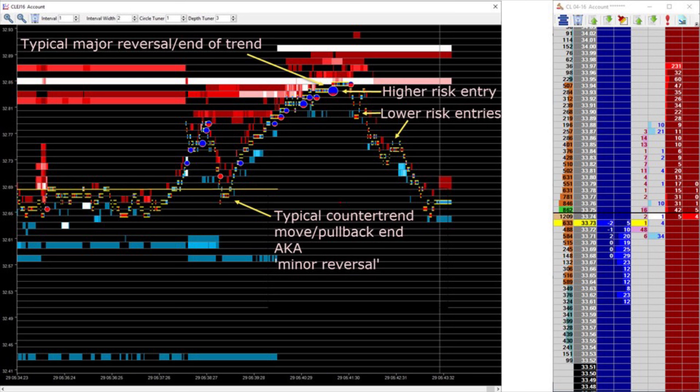And we can say a few things about the end of a pullback. So one, it often tests the high of a prior consolidation area or high volume area. Sometimes an iceberg will stop the pullback as bidders step in and absorb the selling.